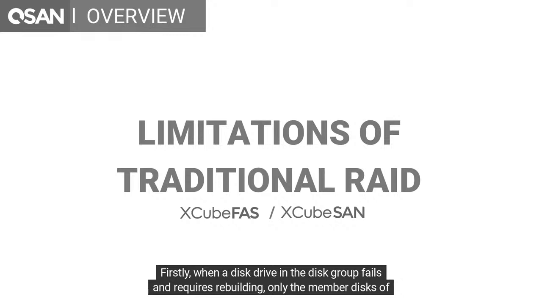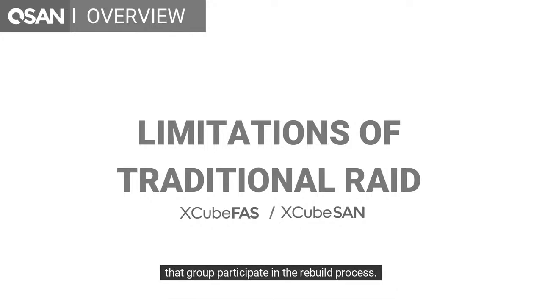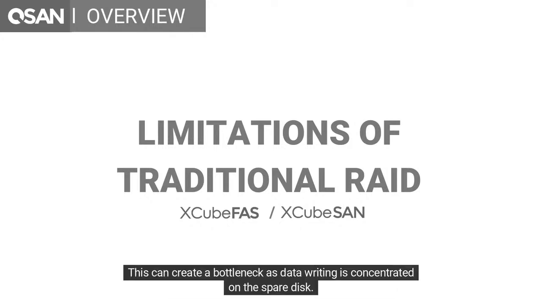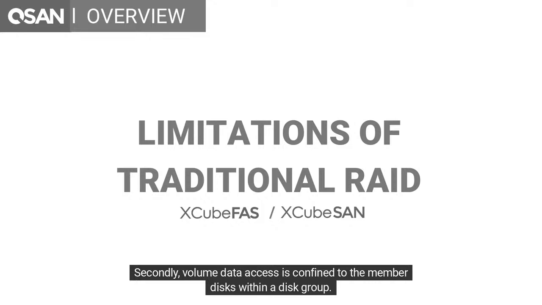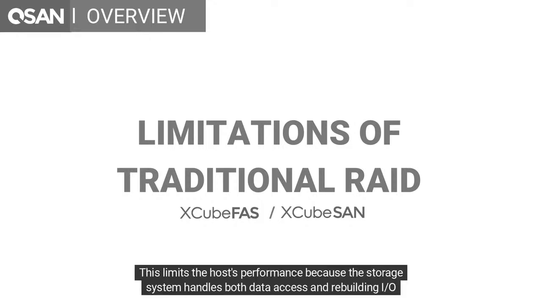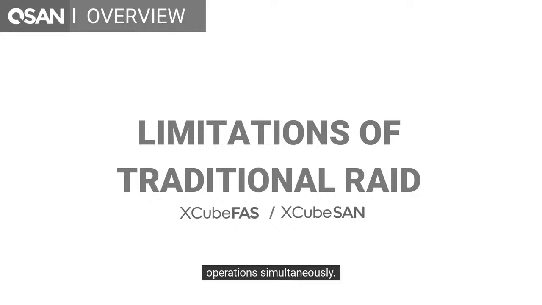Firstly, when a disk drive in the disk group fails and requires rebuilding, only the member disks of that group participate in the rebuild process. This can create a bottleneck as data writing is concentrated on the spare disk. Secondly, volume data access is confined to the member disks within a disk group. This limits the host's performance because the storage system handles both data access and rebuilding I/O operations simultaneously.